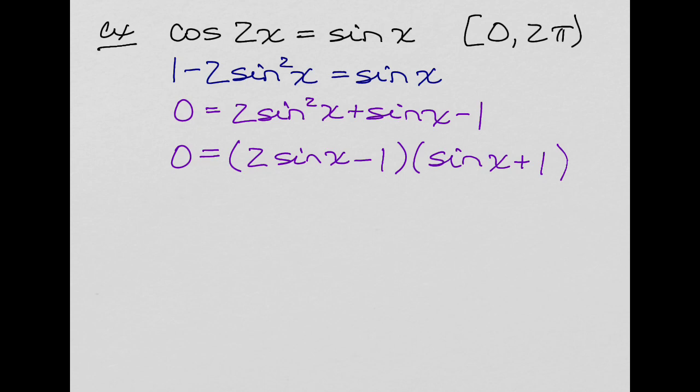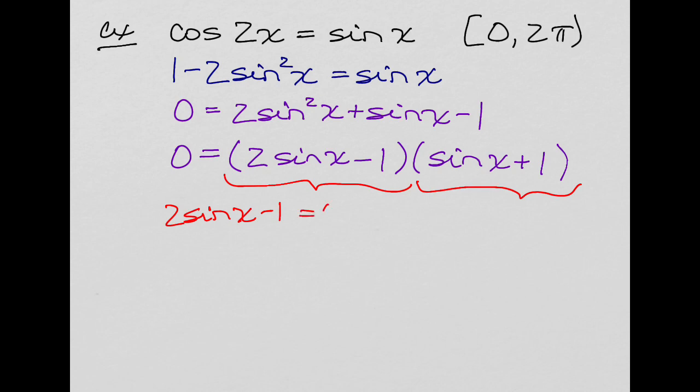At this point, we're ready to set each factor equal to 0 and find solutions. So 2 sine x minus 1 equals 0. I'm going to add 1, divide by 2 to get sine x is 1/2. That happens in quadrants 1 and 2 where sine x has positive values. Reference angle is pi over 6. So in quadrant 1 that's pi over 6. Quadrant 2 is 5 pi over 6. And we're half done.